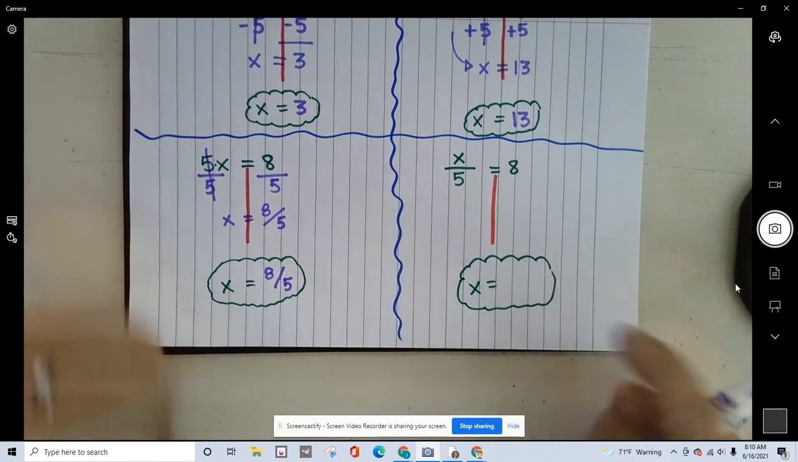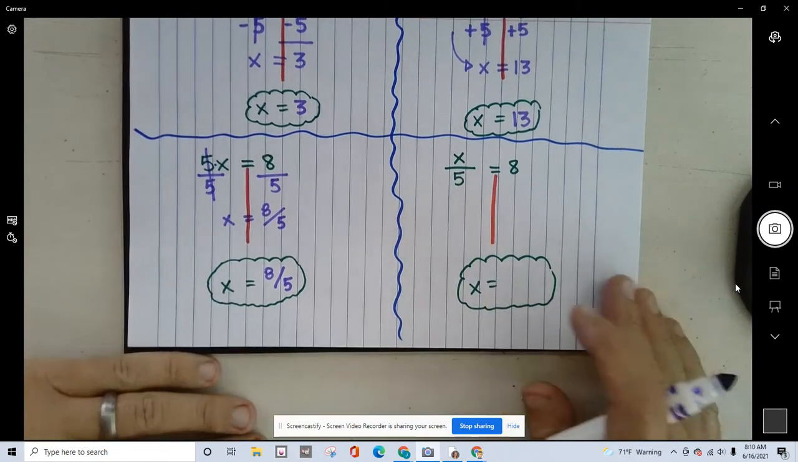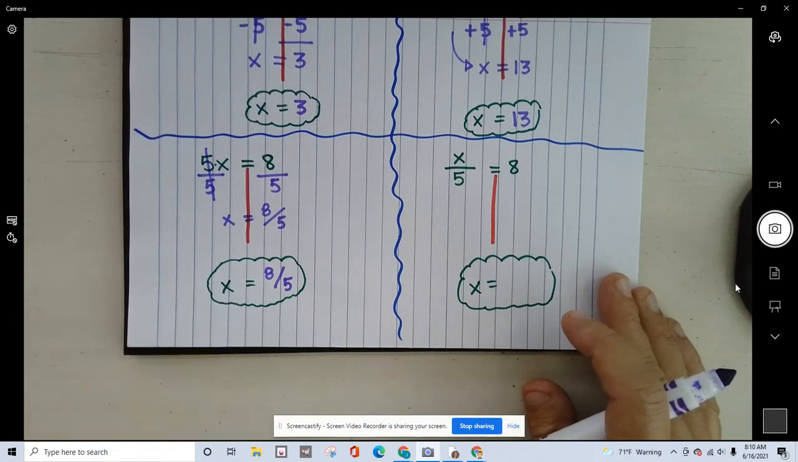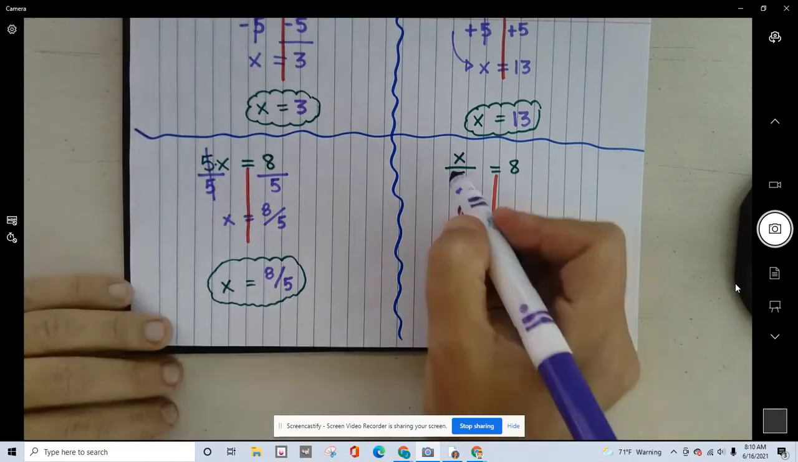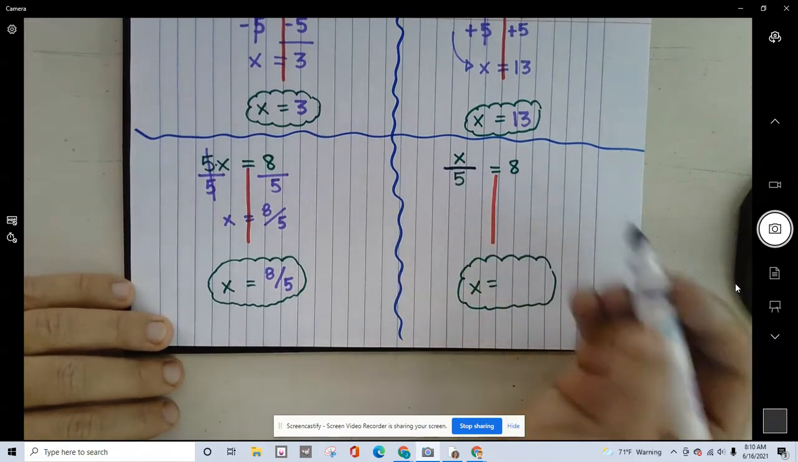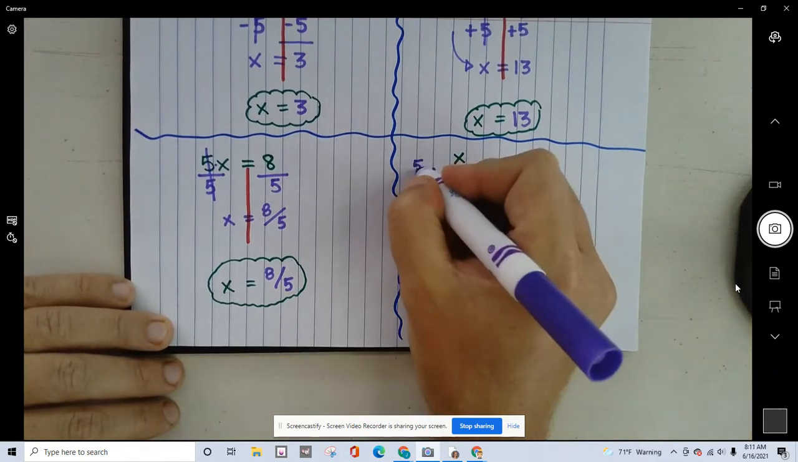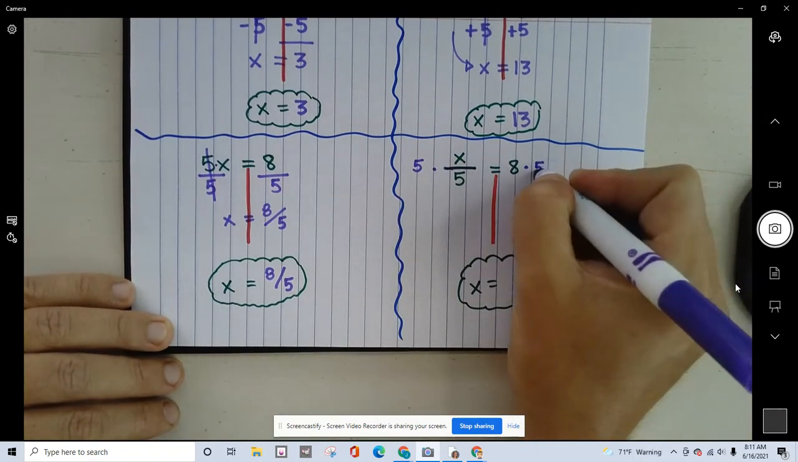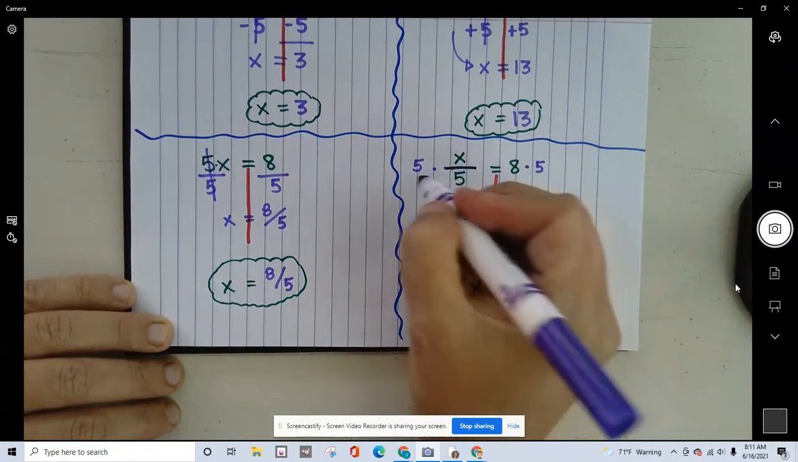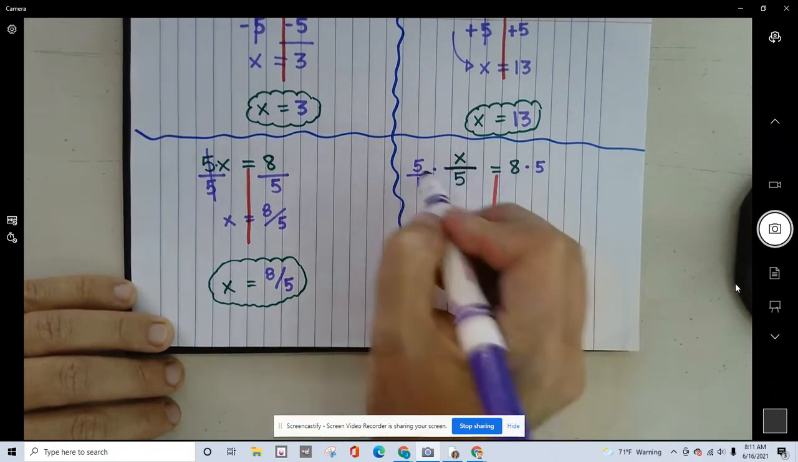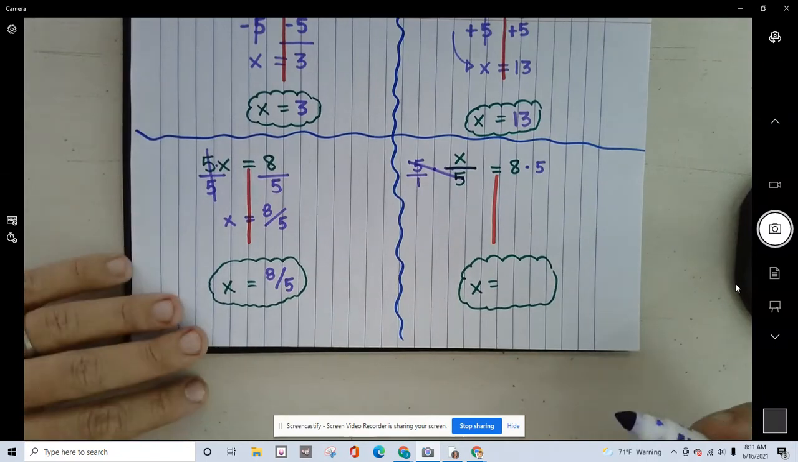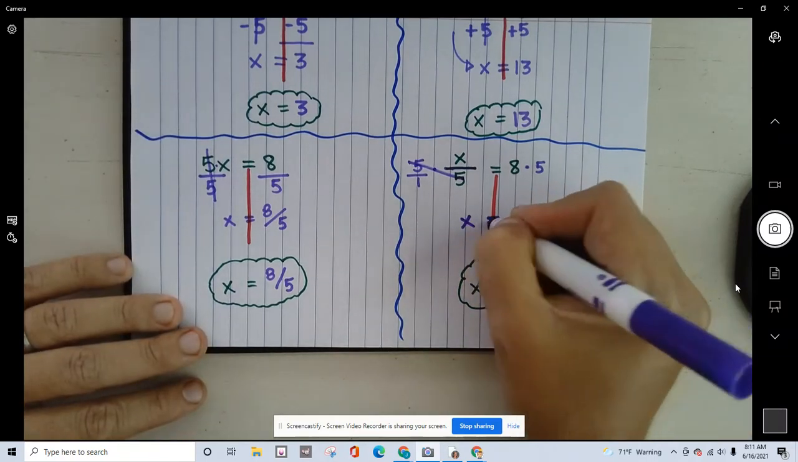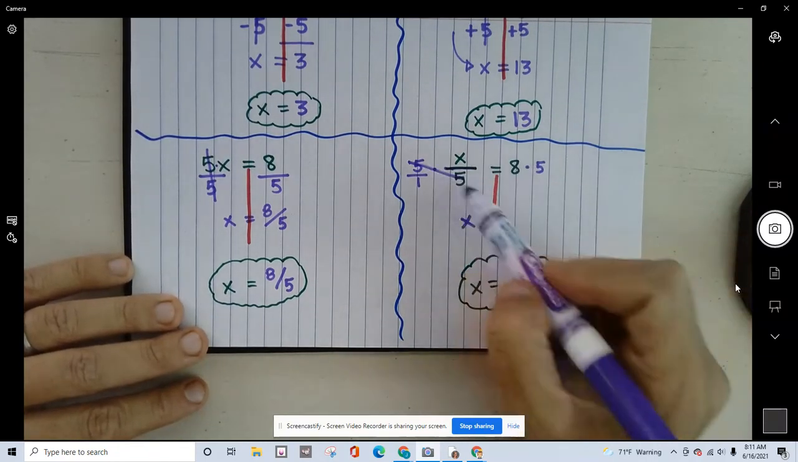Now the last step, x divided by 5, okay? X divided by 5 equals 8. X divided by 5, what's the opposite of division? Multiplication. And that's how I kind of look at it. If I was to do this 5 over 1 and we were going to multiply, those would cancel out. So that's why x ends up being by itself. That hopefully makes a little sense to you with what's happening here.